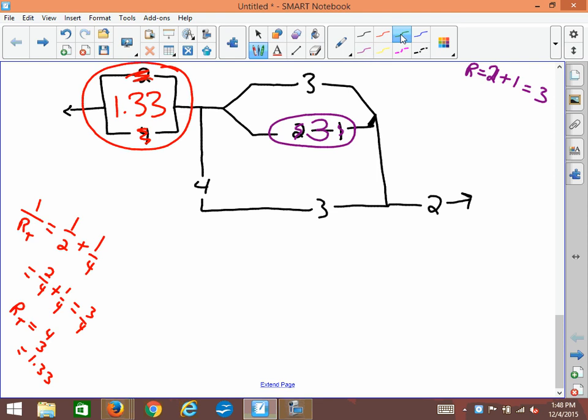Now, I also have one path. I'll do it in purple here. Look at the 4 and the 3. They're also on the same path, right? There's only one way through them. So I can cross them out and add them up to one big 7.